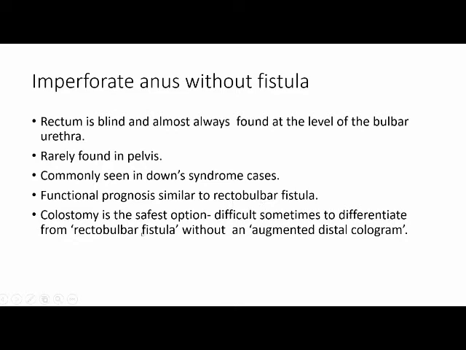But in this case also, the better option is always a colostomy, because rarely there can be a rectobulbar fistula, and it will be difficult to differentiate unless you do an augmented distal cologram. An augmented distal cologram can only be done if you do a colostomy. So in that case also, it will be a safer option that you go ahead with a colostomy in the first place. Later on, after the augmented distal cologram, you can go ahead with the definitive procedure.